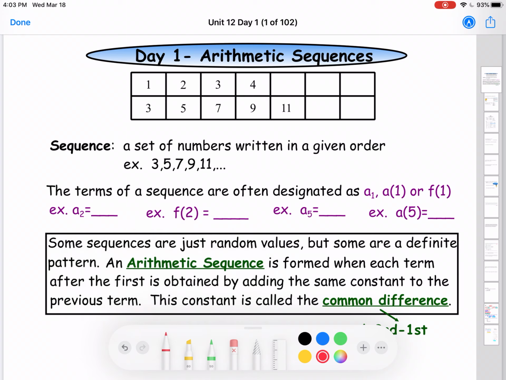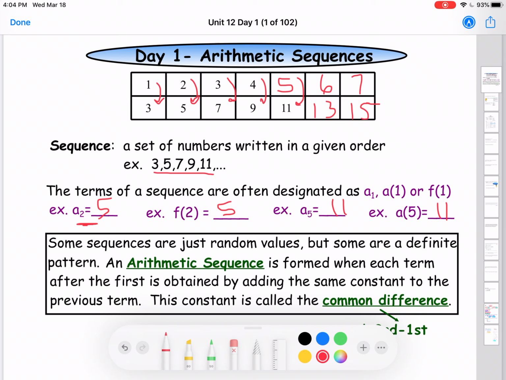A sequence is just a set of numbers in a given order. We can refer to the numbers by a sub 2 is equal to 5. We can also say f of 2 is equal to 5. A sub 5 is equal to 11, or a of 5 is 11. As you can see up here also, the first term is 3, second is 5, third is 7, fourth is 9, fifth is 11, sixth is 13, and seventh is 15. Remember, you can pause this video at any time, replay it. I'm just going to go through.